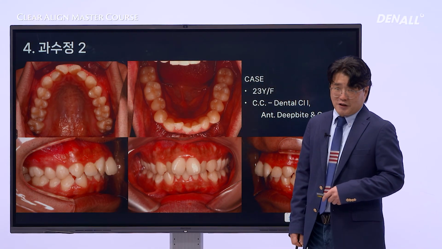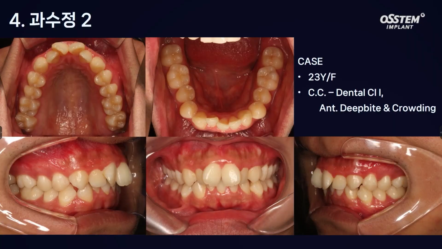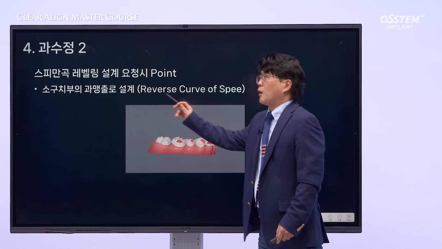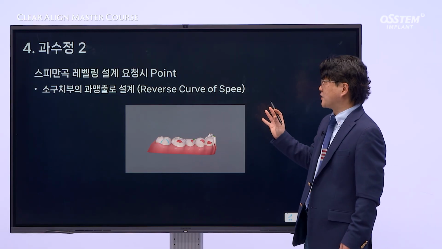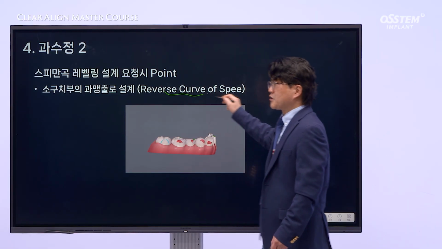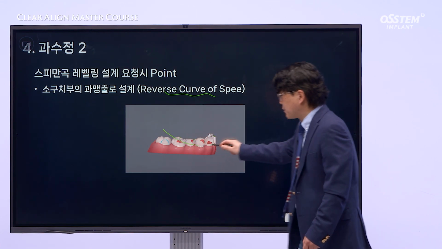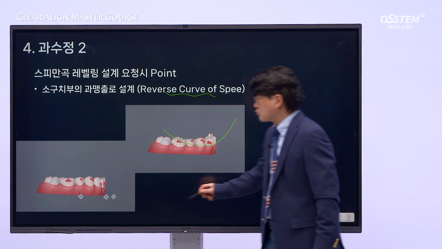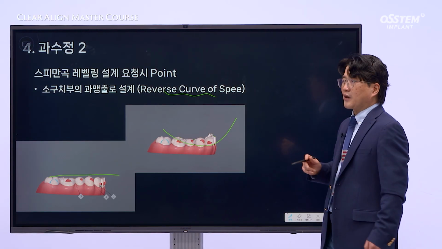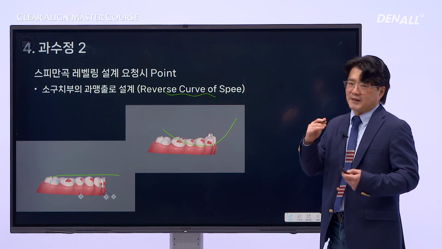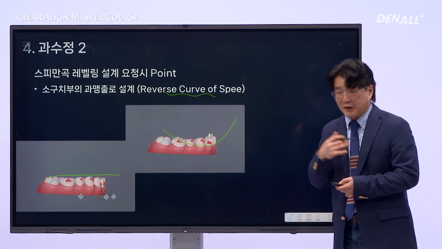Another important aspect of overcorrection, often referred to as overengineering, is related to deep bite and crowding. Here, we'll focus on deep bite. Especially when dealing with Class 1 crowding, which I'll explain in more detail later, we often design a reverse curve to help flatten a deep curve of SPI. However, it can sometimes be difficult to achieve the desired flattening of the curve of SPI during the leveling process. This is also true for conventional bracket systems.